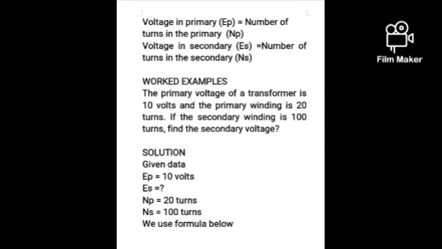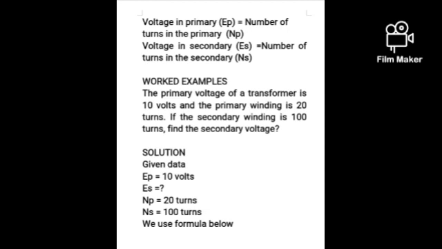Now let's try to pick out the data. They give us EP to be 10 volts. ES is unknown, which is the secondary voltage we are looking for. They give us the number of turns in the primary to be 20 turns, and the number of turns in the secondary to be 100 turns. Now the next slide is going to show us the formula at this level so that you can have understanding of it.